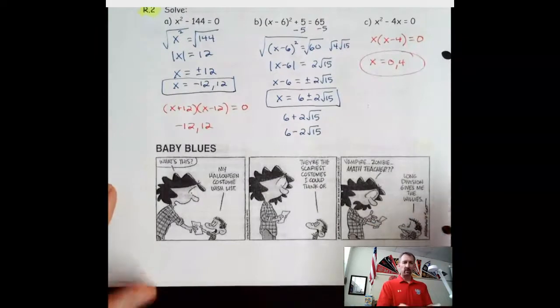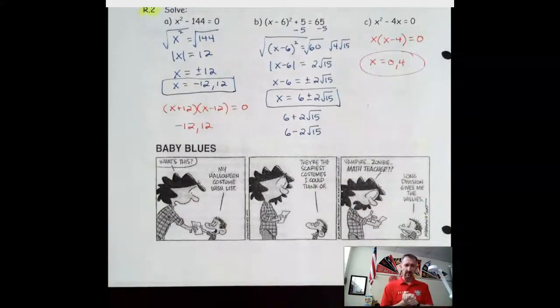Okay, a little Halloween humor though. I think we might have missed it, might have because of pushing back two weeks. Normally this cartoon would have been before Halloween. But his mom says, "What's this?" And he says, "My Halloween costume wish list. They're the scariest costumes I could think of. Vampire, zombie, math teacher." Yeah, long division gives me the creeps.